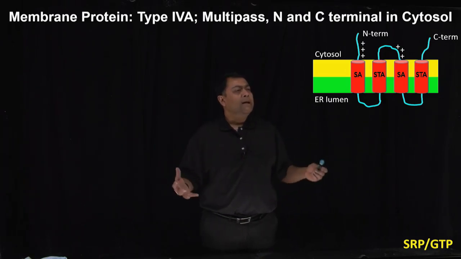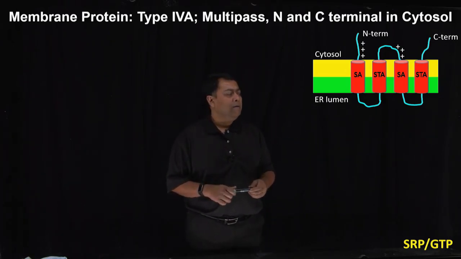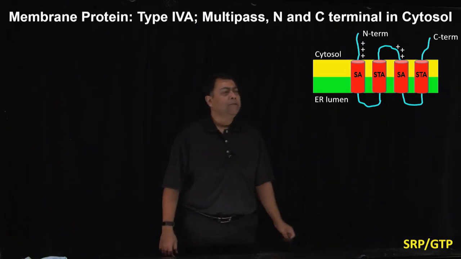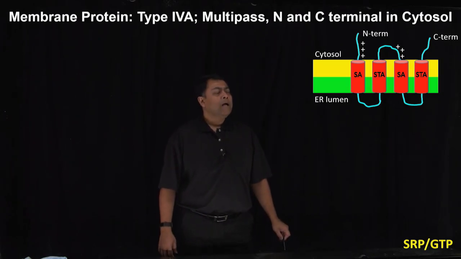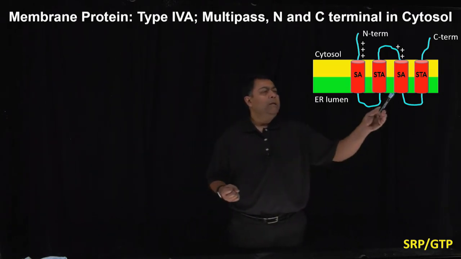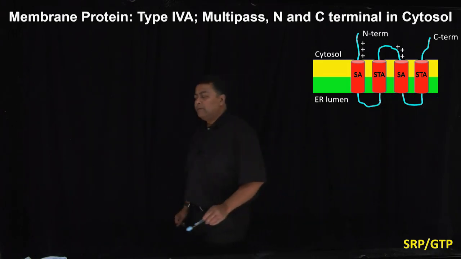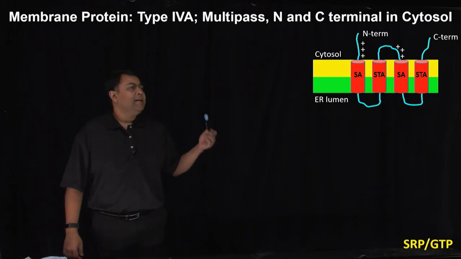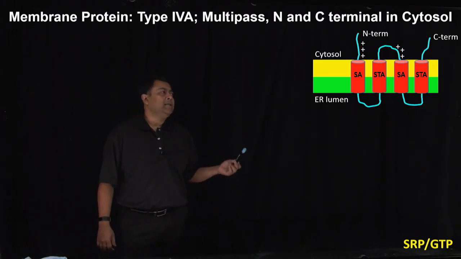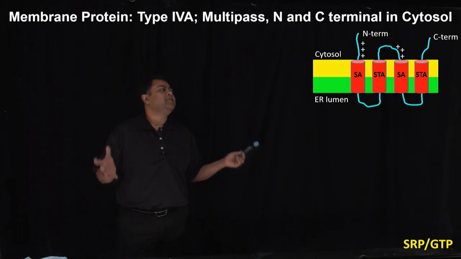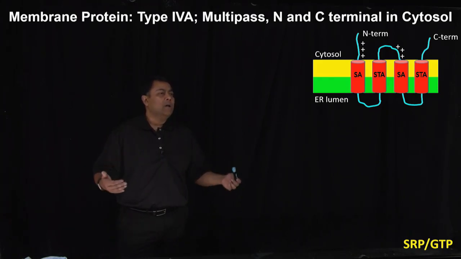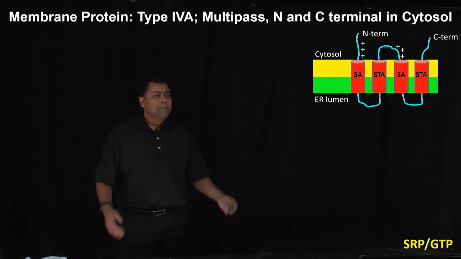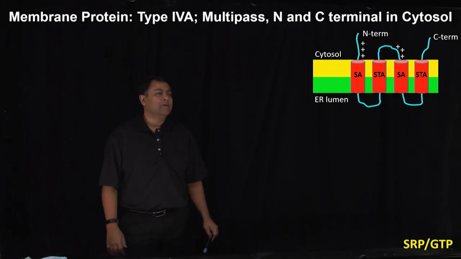These are synthesized in a slightly different manner, and of course SRP-GTP is also involved. When you look at the 4A, usually they will have an even number of transmembrane domains, and that allows the N terminal and the C terminal to end up on the same side, either the cytosol or the ER lumen. So let's take a look at how this is synthesized.